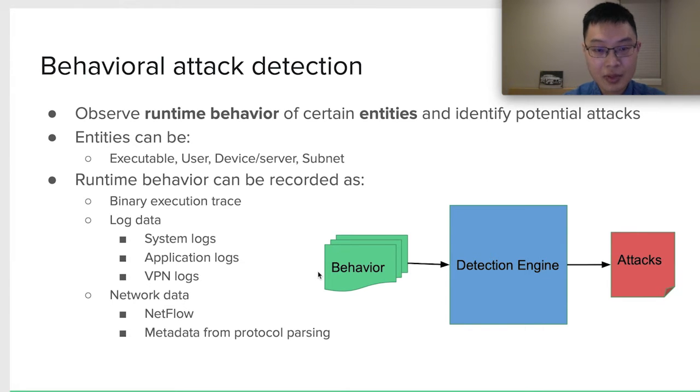At the same time, runtime behavior can be recorded in many different formats. For example, on the agent side, runtime behavior can be recorded as binary execution trace, as well as log data, such as system logs, application logs, or VPN logs. In addition to that, runtime behavior can also be recorded in the format of NetFlow, as well as metadata extracted from parsing network packets.